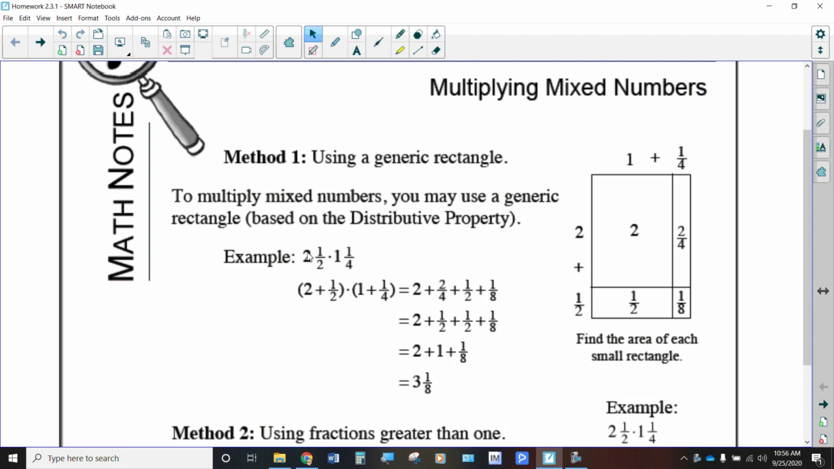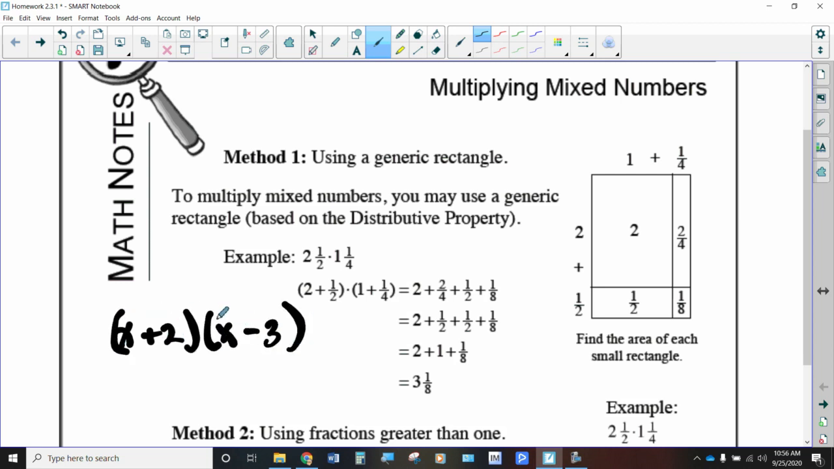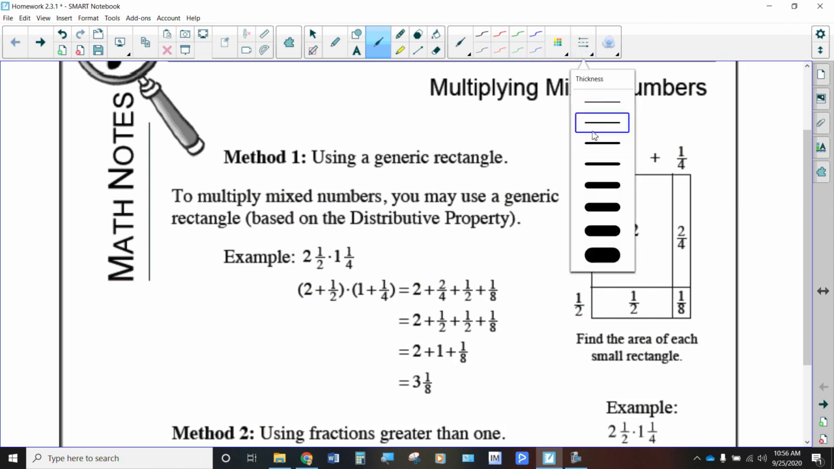It's based on that idea where 2 and 1/2 is literally 2 plus 1/2, and 1 and 1/4 is literally 1 plus 1/4. When you're using distributive property, when you've got a situation like this, and you're going to learn a lot more about this in high school when you have to solve problems like x plus 2 times x minus 3, you're going to be using something like this quite a bit to solve that problem, or you're going to send in multiple dive bombers and torpedoes. But let's just stick with this for right now.